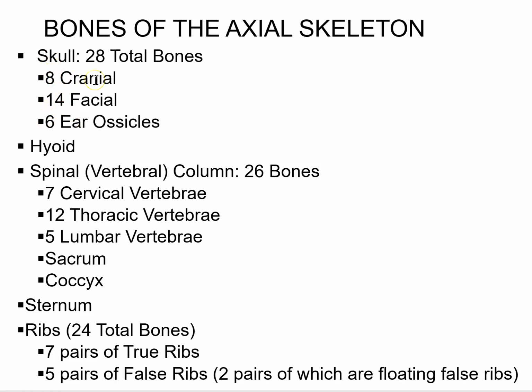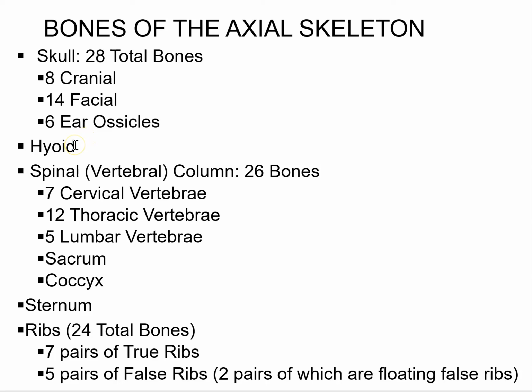8 of them are cranial bones, which means that they surround the brain and have connections to each other to offer the brain protection and a place to reside. There are 14 facial bones that do come together to make up facial features. And then we have 6 ear ossicles. The ear ossicles are the 3 on either side, very tiny bones that reside inside of the temporal bone to work with our sense of hearing.